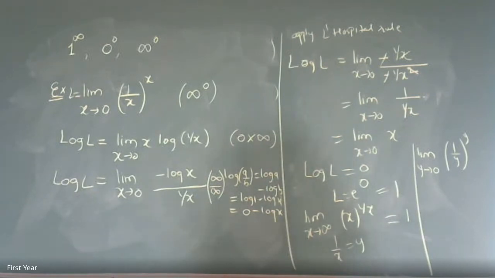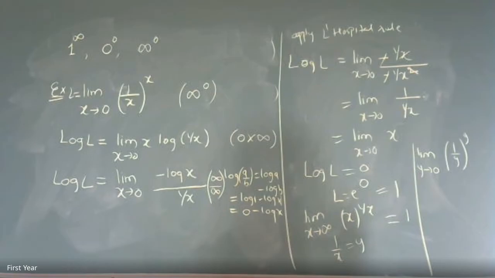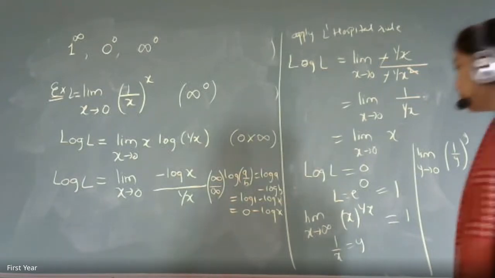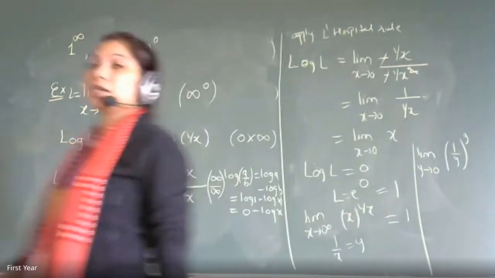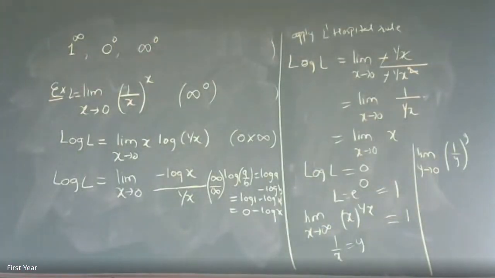Is that clear? Yes, ma'am. That's the way you should be able to understand it. Once you have solved this, immediately this value will be 1. They are the same: x is going to infinity here and x is going to 0 there, with 1 by x replaced by x. Okay. Now take the next question.